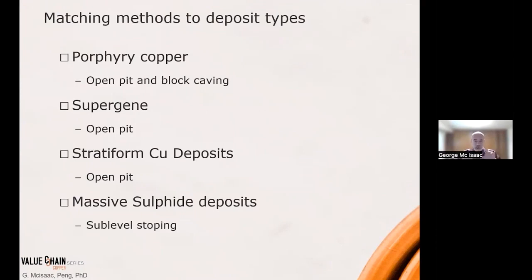The supergene deposits are usually very close to surface, and these are always by open pit. Stratiform copper deposits, again, long, flat deposits close to surface that we mine by open pit. And the massive sulfide deposits are mined by sublevel stoping.